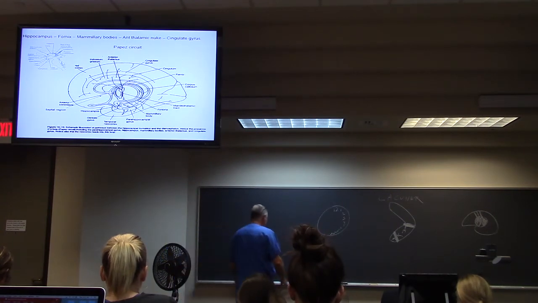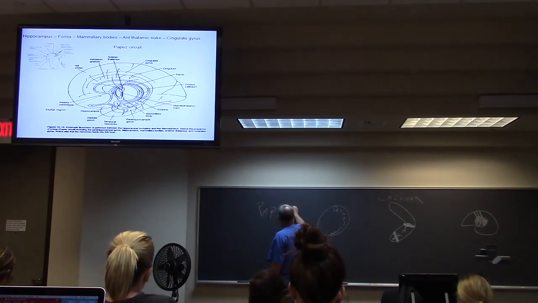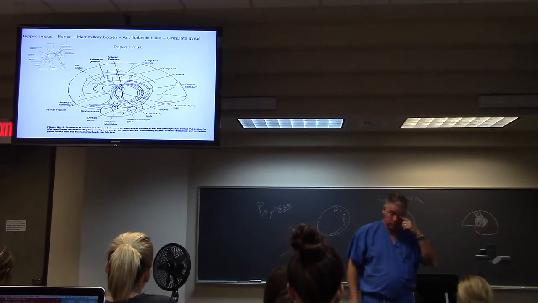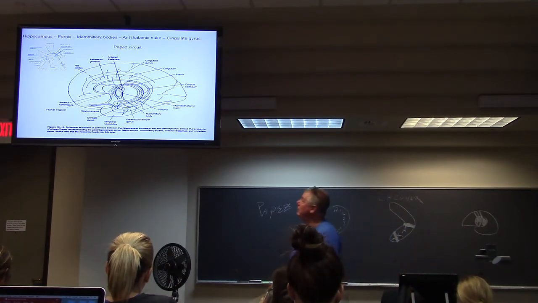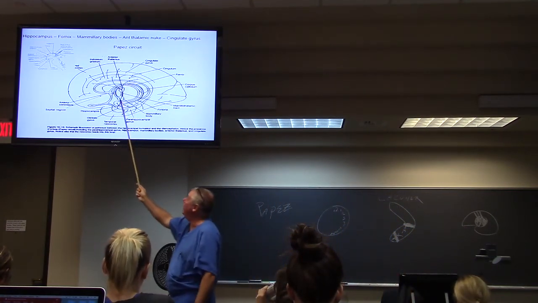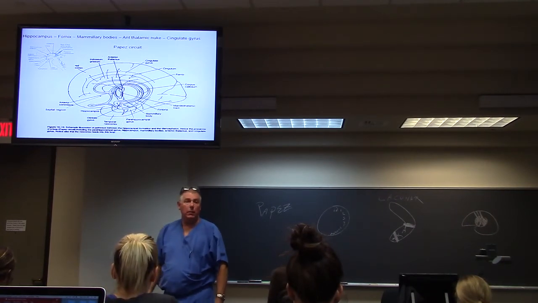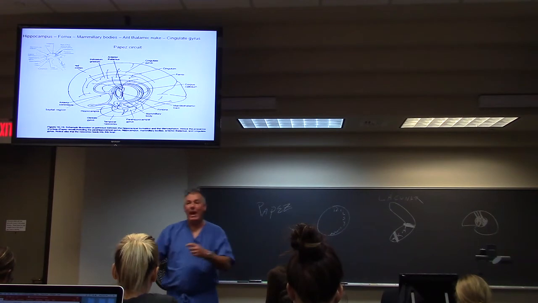Actually, this loop has a name. It's called the Papez circuit. I'll go into more detail on it tomorrow. But the hypothalamus is involved as a relay in this circuit through the mammillary bodies. There's a mammillothalamic projection.